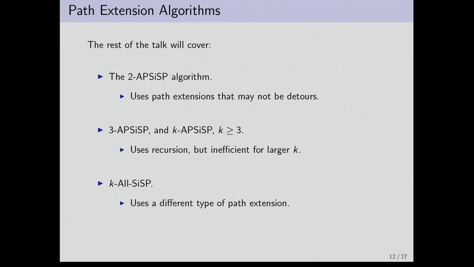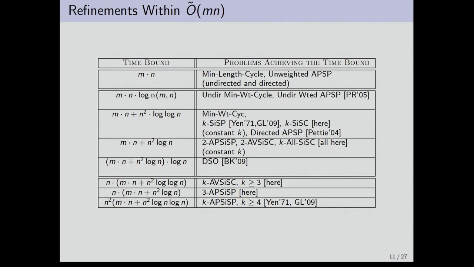And also there are lots of refinements within this class. So if you look at unweighted, we have exactly mn for min-weight cycle and unweighted APSP, both undirected and directed. Next, you come to weighted. And then for the undirected case, we have an almost mn time algorithm, mn log alpha mn, for undirected minimum weight cycle and undirected weighted APSP.